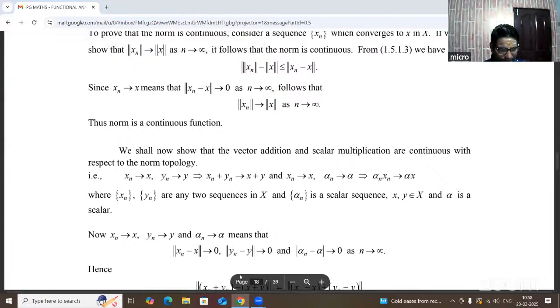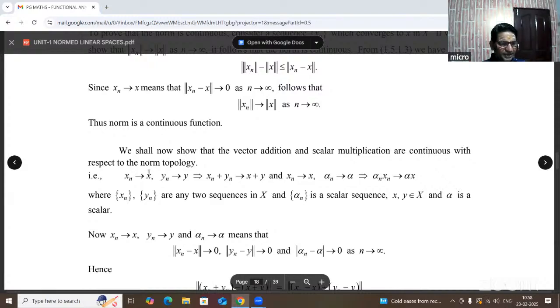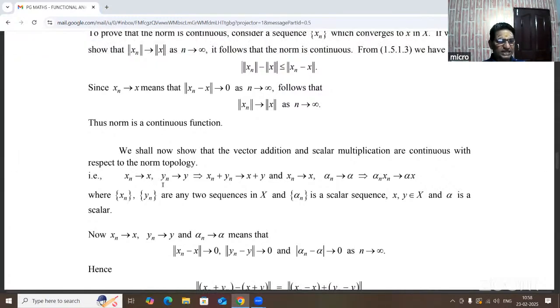Listen carefully. Now, here xn converges to x and yn converges to y. Now, xn plus yn converges to x plus y. And xn converges to x, and at the same time, alpha n, a scalar, also converges to alpha. Now, the scalar multiplication can be written as alpha n xn converges to alpha x.